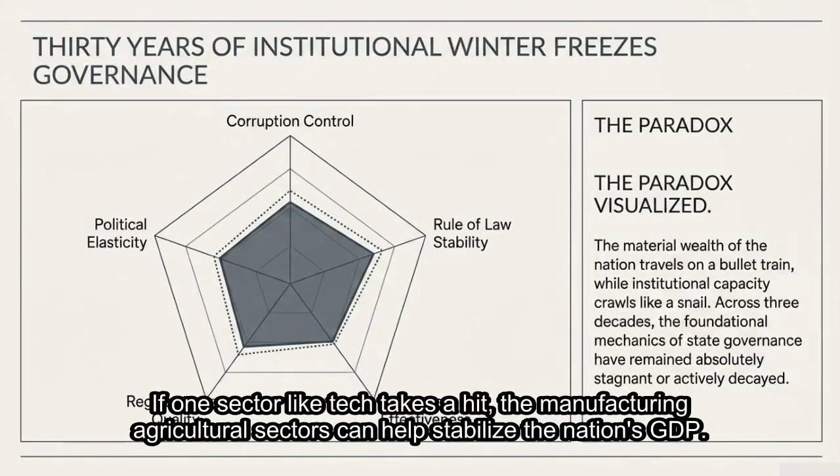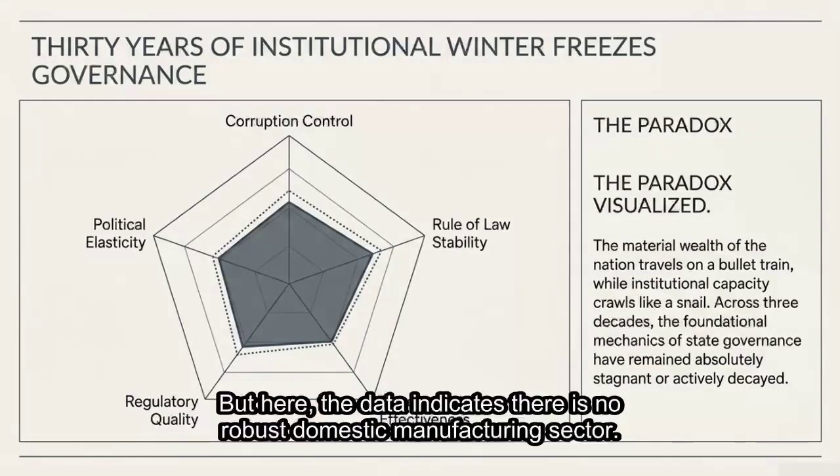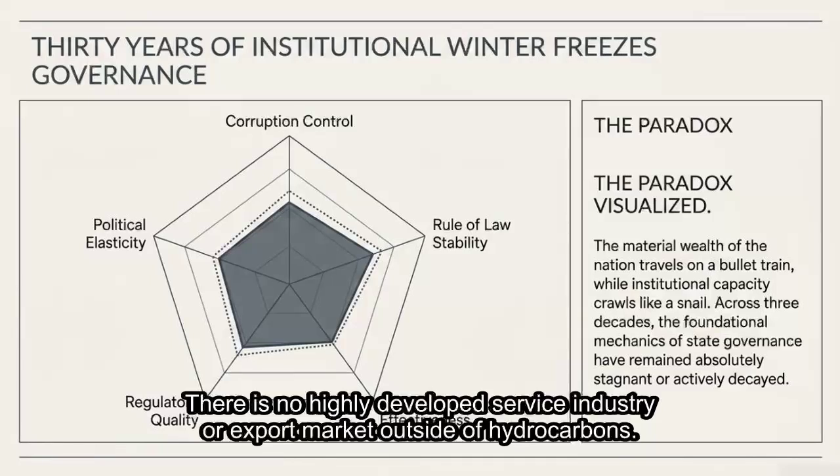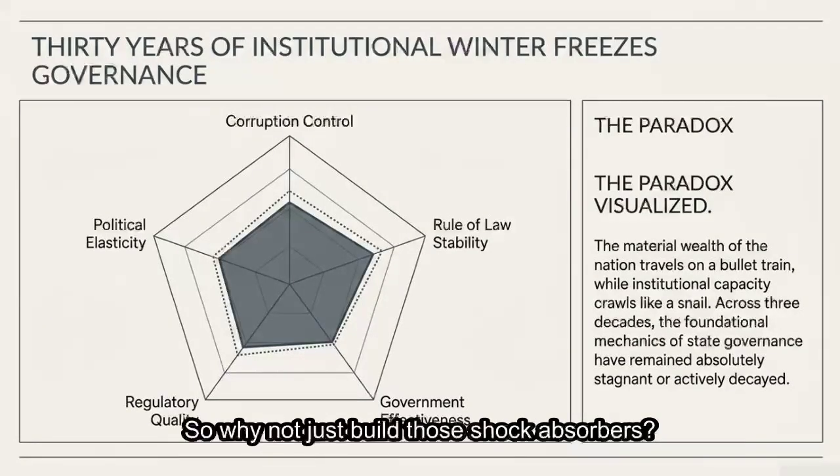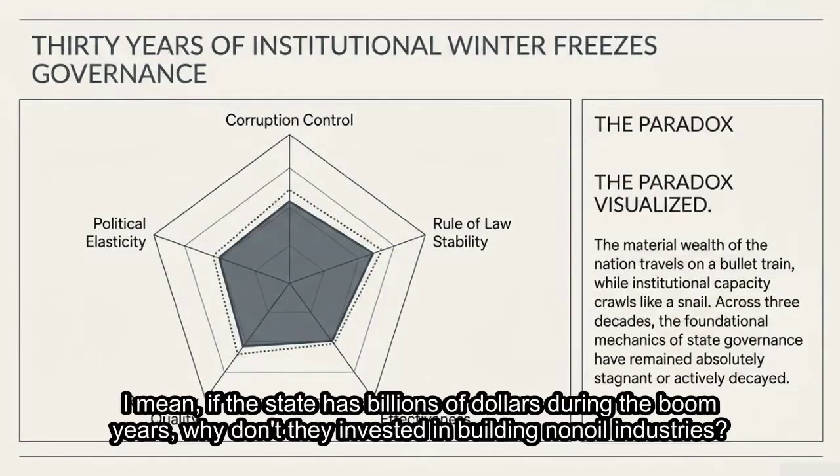Right. If one sector, like tech, takes a hit, the manufacturing or agricultural sectors can help stabilize the nation's GDP. But here, the data indicates there is no robust domestic manufacturing sector. There is no highly developed service industry or export market outside of hydrocarbons. There is nothing to break the fall.